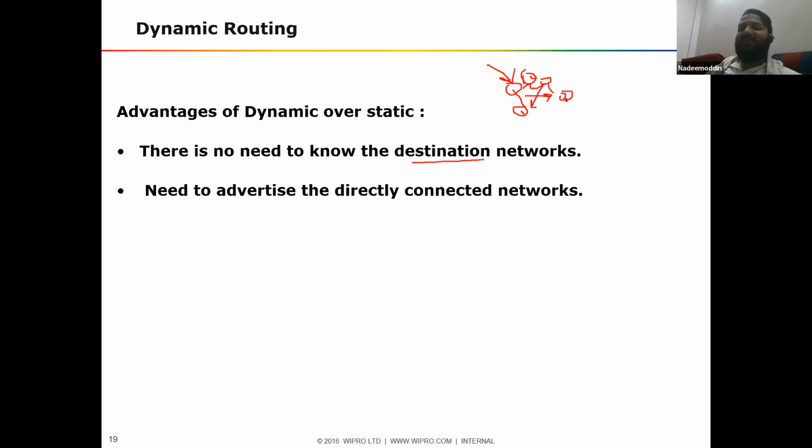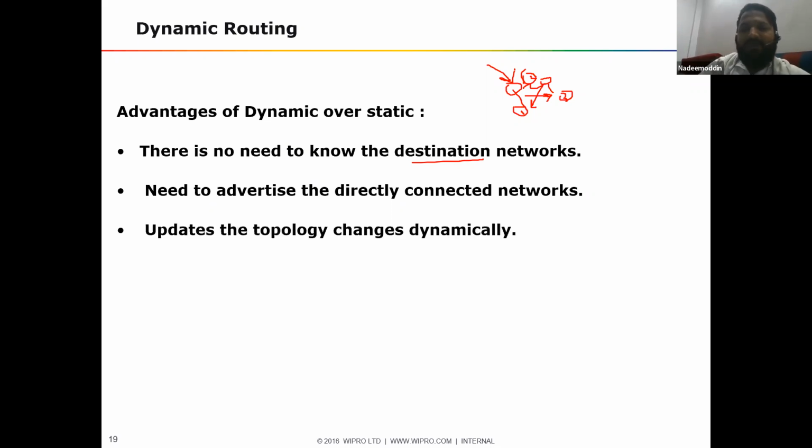C means directly connected networks. Just advertise that network into your routing protocol. That's it. It is the reverse of static routing. It's very simple. But here, updates to topology changes happen dynamically.